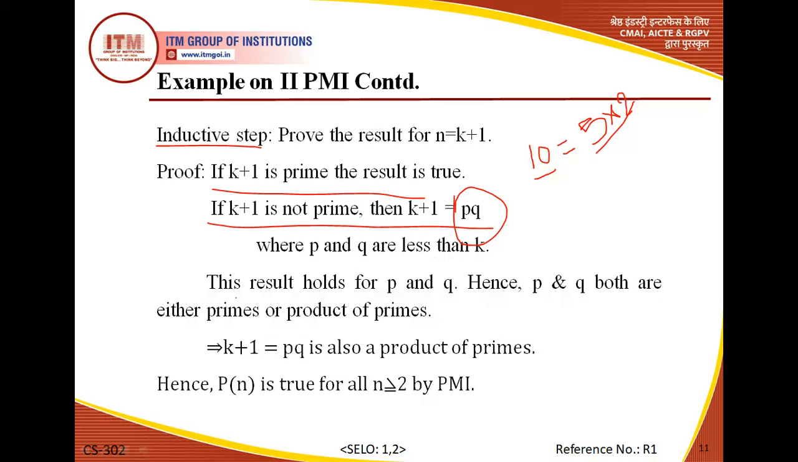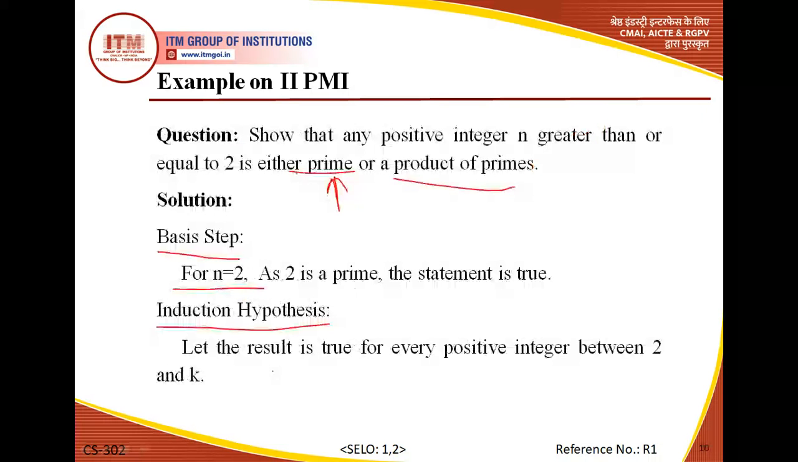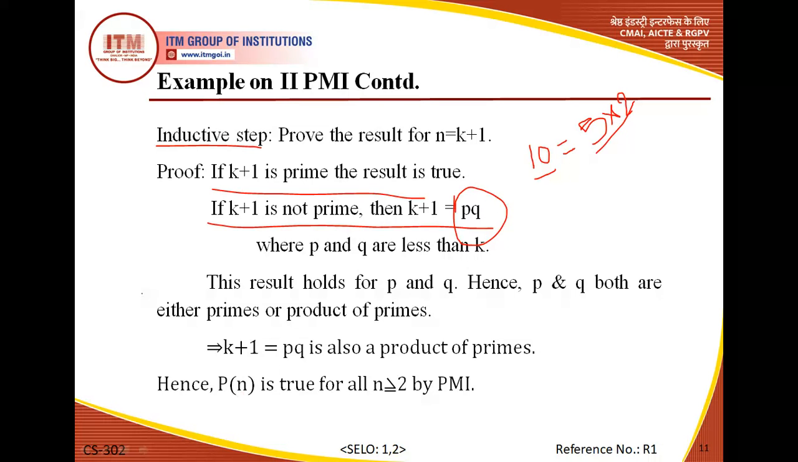Now this result holds for p and q. Why does this result hold for p and q? Because p and q are less than k. We had already written in the induction hypothesis step that for every integer between 2 and k, the result is true. Now, p and q both are numbers less than k, hence the result is true for them also by induction hypothesis. That's why p and q are either primes or they can be written as the product of primes.